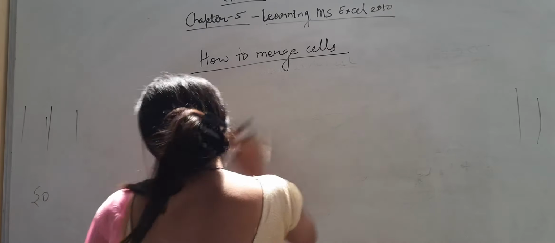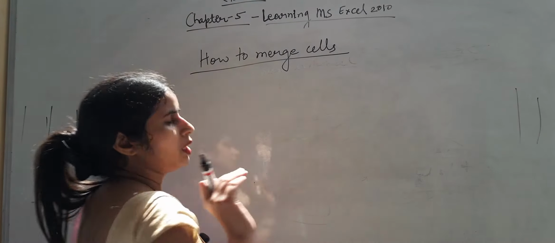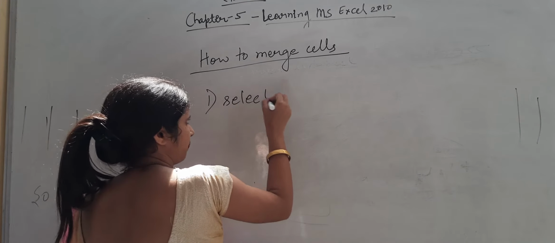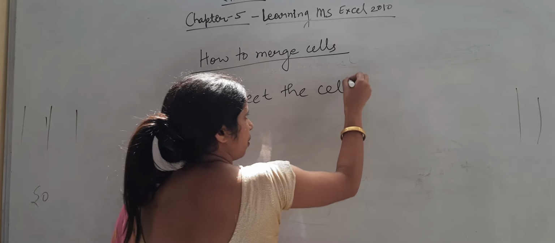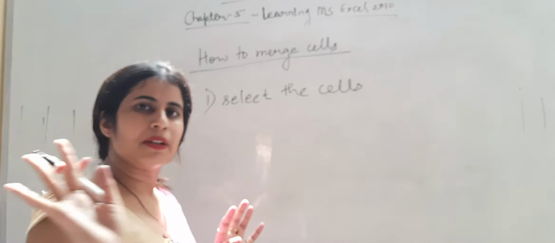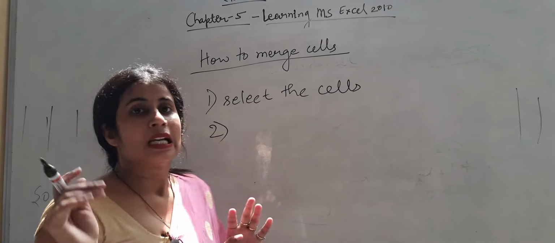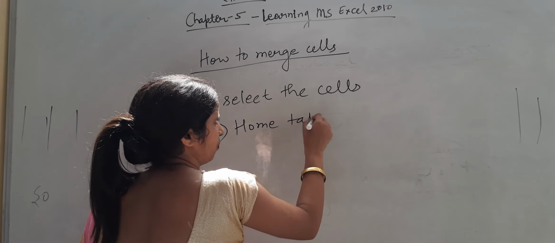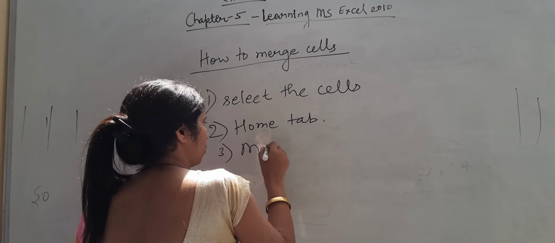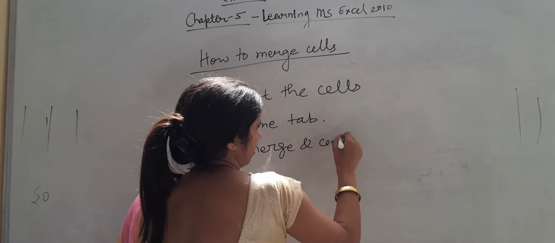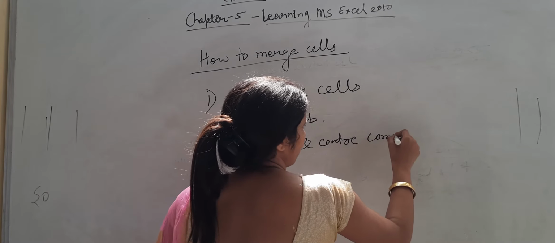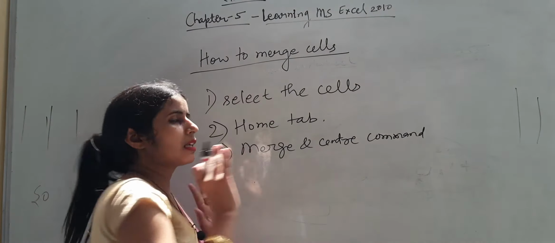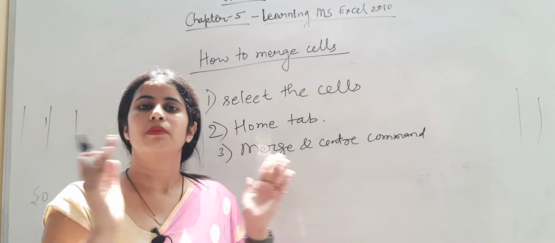Now, how to merge cells? If we want to merge the cells, at first select the cells that you want to merge. The second step is to click on the Home tab. Then click on the Merge and Center command. Which command? Merge and Center command. When you click on it, the cells that you have selected will get merged.